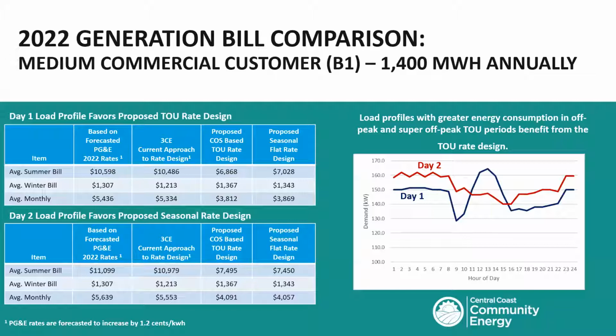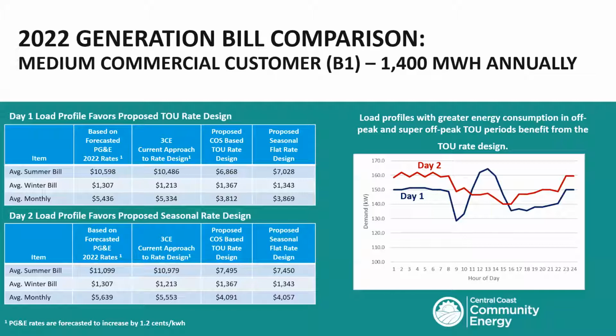But you can see here under the proposed cost of service-based time of use rate design, we're talking about an average monthly bill of about $3,800 and a seasonal flat rate at $3,869. So again, we're starting to see that monthly bill difference increase relative to which option you go with, or whether or not you go with the alternative to the optional rate.